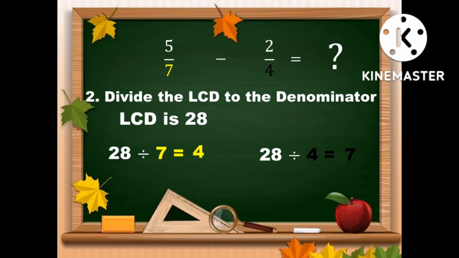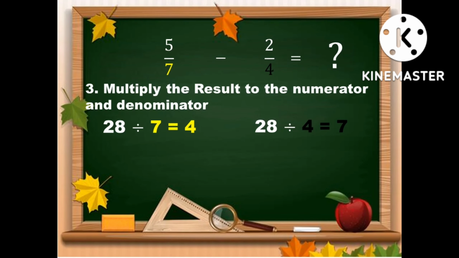Let's move on to step 3. It says multiply the result to the numerator and denominator. Here our results are 4 and 7. First we have 5 over 7, which we got from here, and then 4 using this one. Minus, because the operation here is minus. Then 2 over 4, which we got from here, and then 7 here. As it says, multiply the result. So we just multiply all of them.